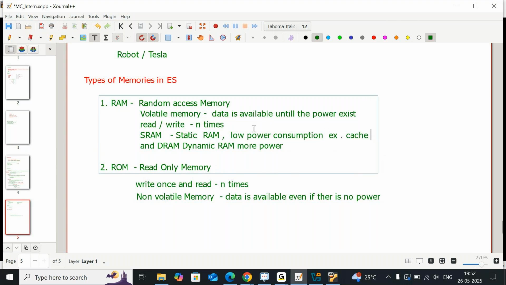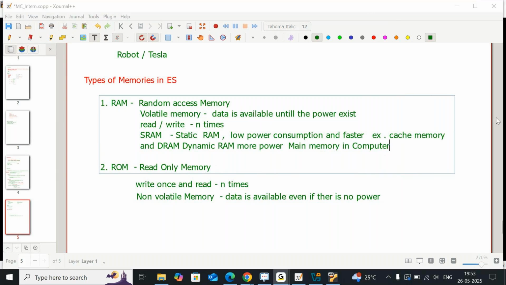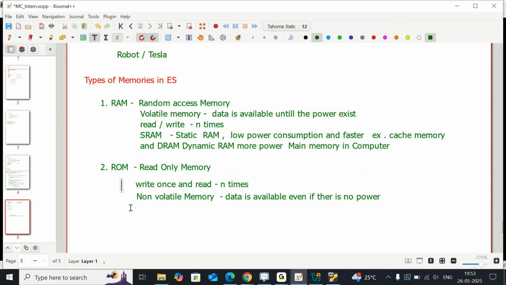Okay, so it's low power consumption, it is faster. So because of these properties, low power consumption and faster, it is actually used in cache memory. So cache memory is static RAM. Okay, and dynamic RAM, it consumes more power. So it is actually used as main memory in computer. Okay, this is used. And under the category of ROM, so ROM also has different categories.